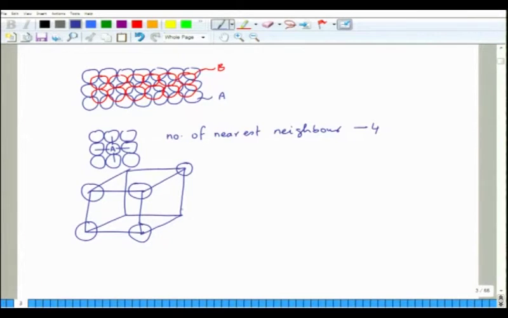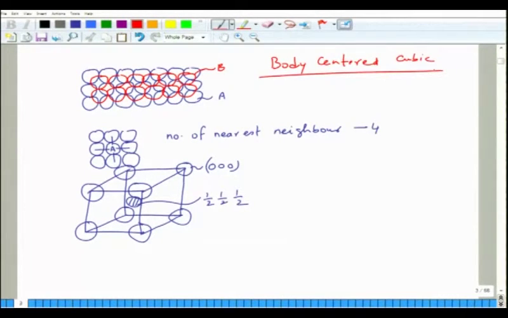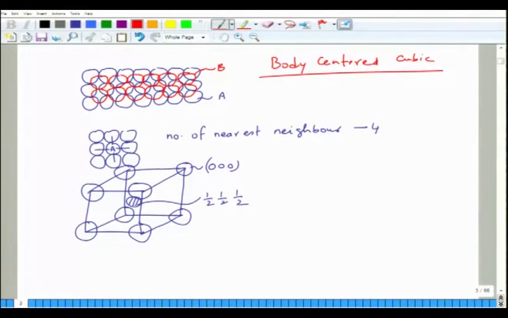Okay, so for the sake of illustration, the atoms are not touching here, and one atom will be at the center. So these will be at 0, 0, 0 position, and this will be at half, half, half position. So this kind of lattice is called body centered cubic. Here you can see that this structure is less closely packed as compared to hexagonal close packed or face centered cubic structure. We will see the atomic packing factor in a little while.